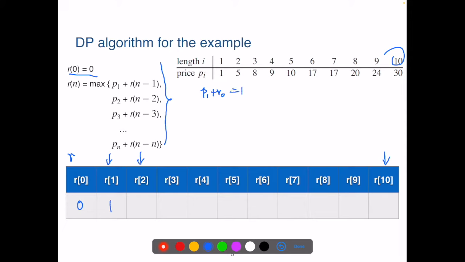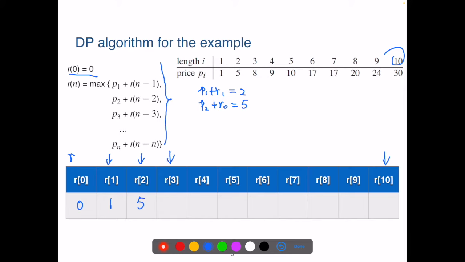Now for R2. There are two options, P1 plus R1 and P2 plus R0. We can compute these two options. So this one will be 2 and this one will be 5. So we choose the maximum one, that'll be 5.